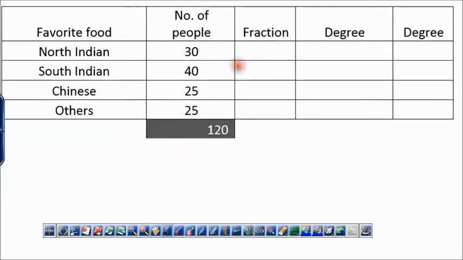North Indian 30, fraction is 30 divided by 120. हमेशा टोटल से डिवाइड करना है, 40 अपॉन 120, 25 अपॉन 120, 25 अपॉन 120. टू कन्वर्ट टू डिग्री, यू हैव टू मल्टीप्लाई विथ 360. तुम पहले भी कैंसिल कर सकते हो, इस बार देखो मैं पहले कैंसिल करके बताता हूँ. 30 120 कैंसिल करो तो 1/4 आता, इंटू 360.